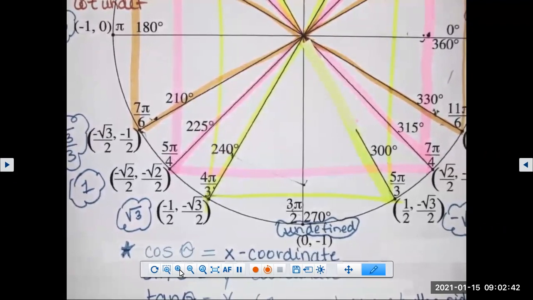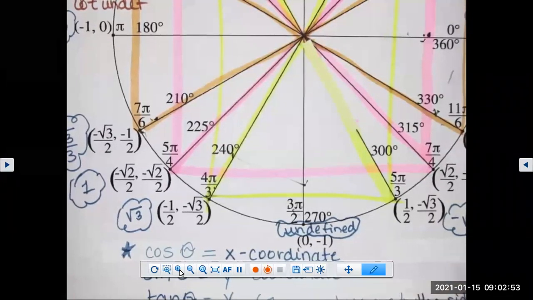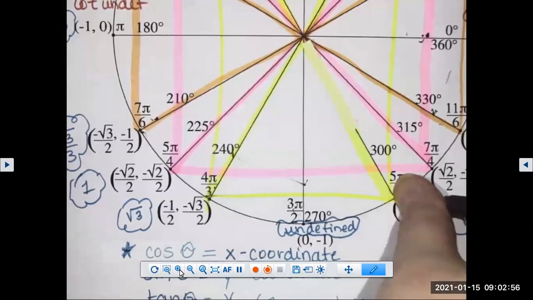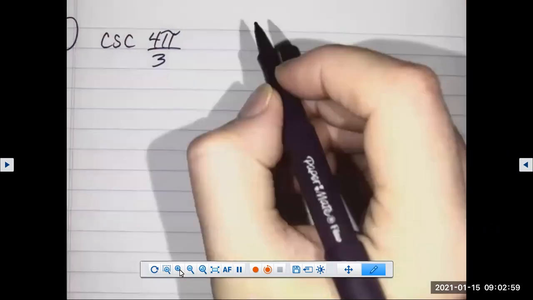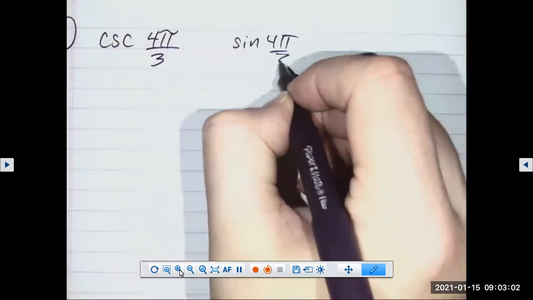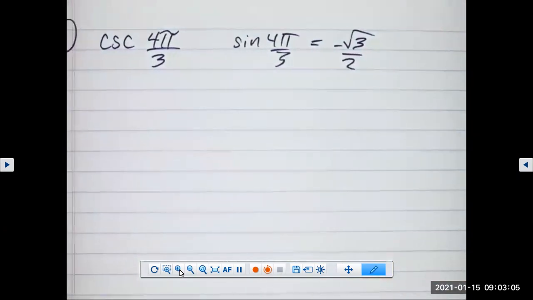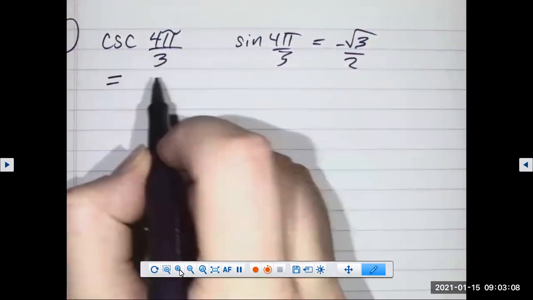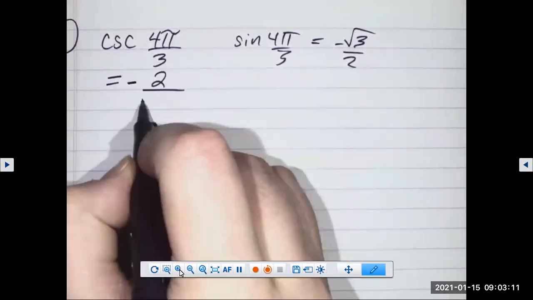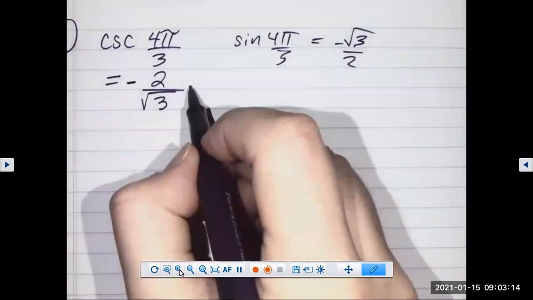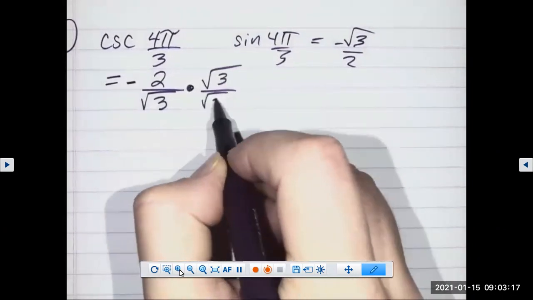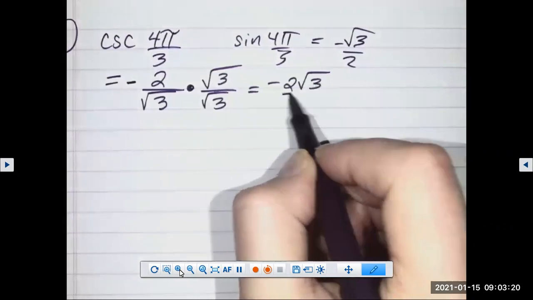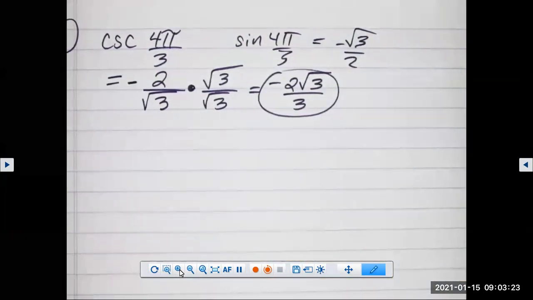So cosecant, we need to find sine first. Tell me what the sine of 4 pi over 3 is. Your sine is your y coordinate, so negative root 3 over 2. Then you take that and flip it to get your cosecant value. So this will be negative 2 over root 3. You have to rationalize, so you get negative 2 root 3 over 3.